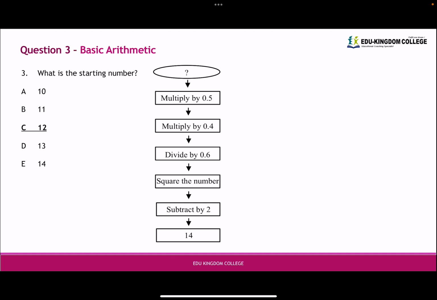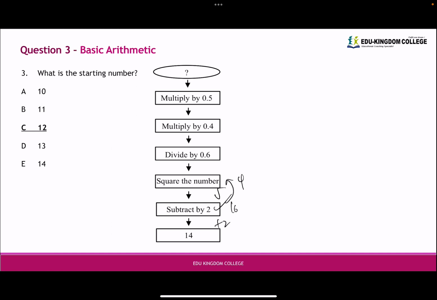Now, basic arithmetic, this is just the working backwards question. So we're going to start with 14, and then if we have an operation here, we're going to do the opposite. So if we have 14, subtract by 2, we're going to do plus 2. So we should have had 16 here. If we have square the number, we're going to root the number. So we should get 4 here.